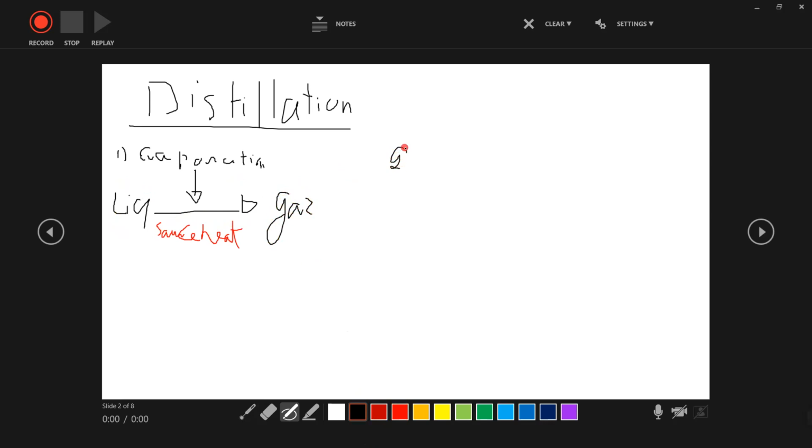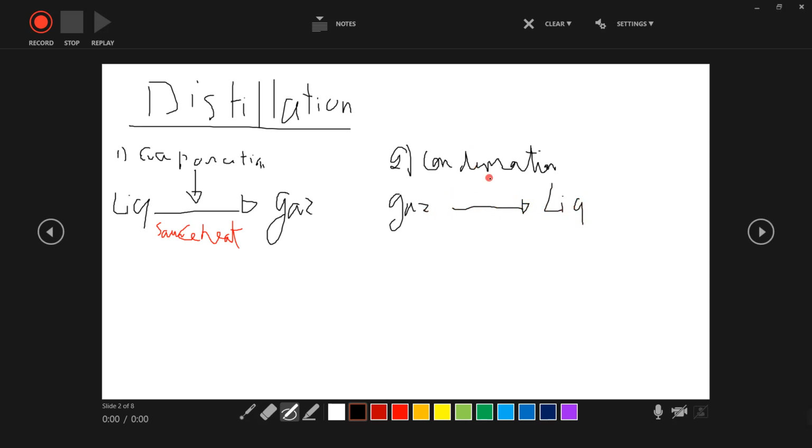The second step is the opposite of evaporation and is called condensation. What do we mean by condensation? Here we obtain the gas, and we need to convert it into liquid again, return it into liquid.